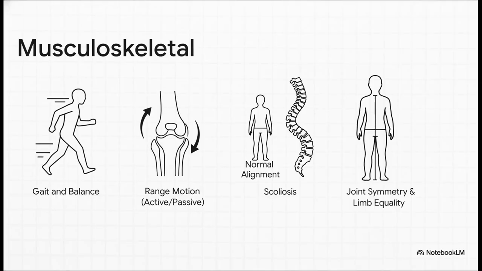Next up, assessing structural integrity via the musculoskeletal system means we're checking both active and passive range of motion. We're observing their gait, verifying limb equality, and inspecting the spine's alignment. And we're looking for curvatures like scoliosis or kyphosis, because that isn't just about bones. It directly impacts their mobility and even their respiratory function.